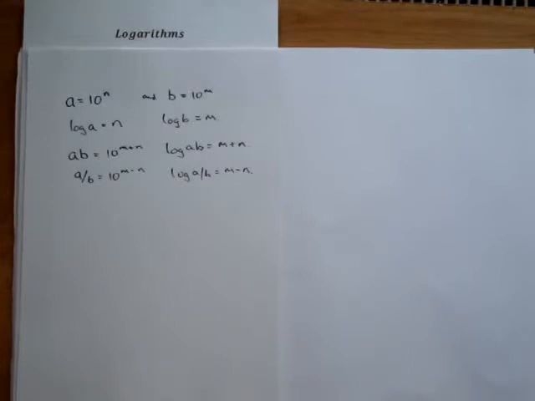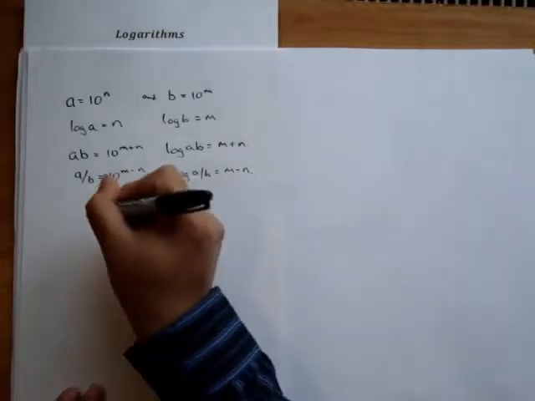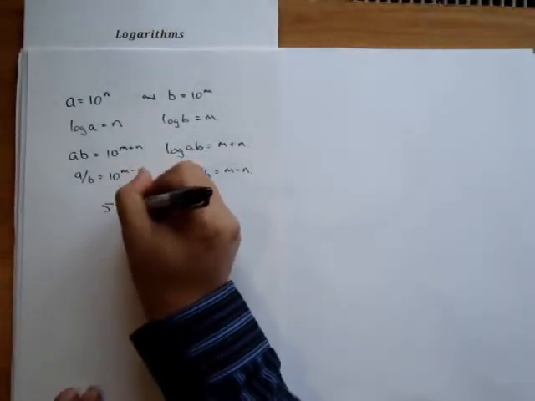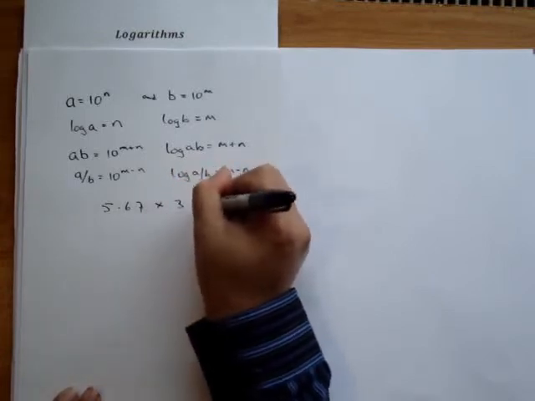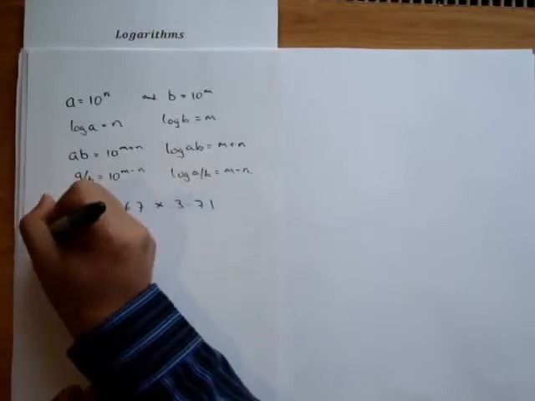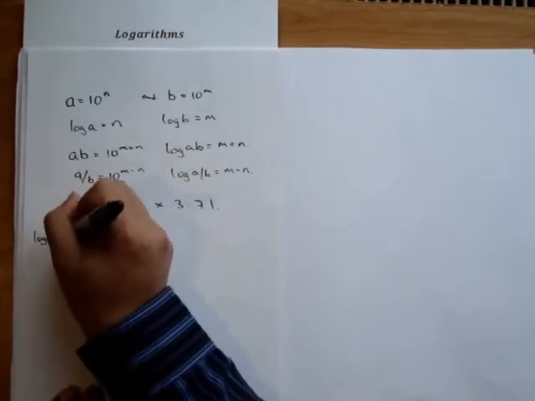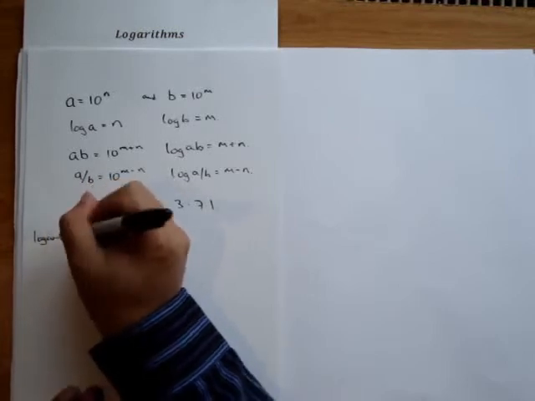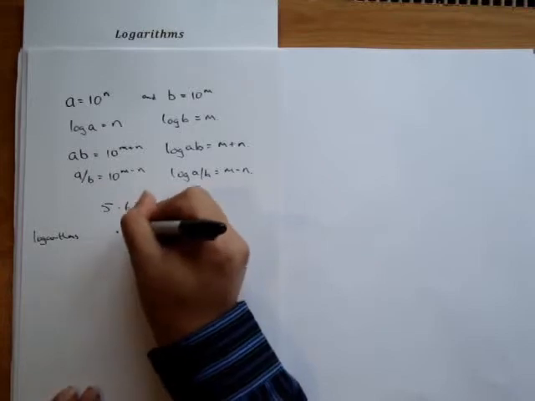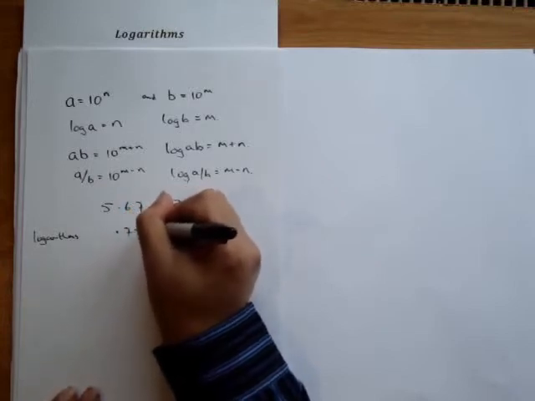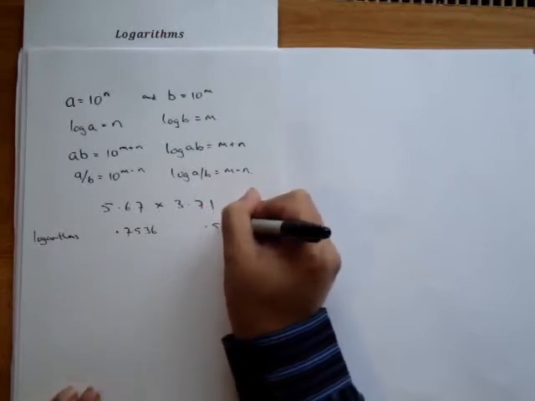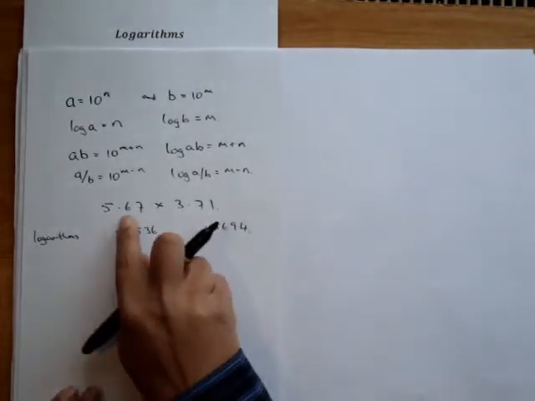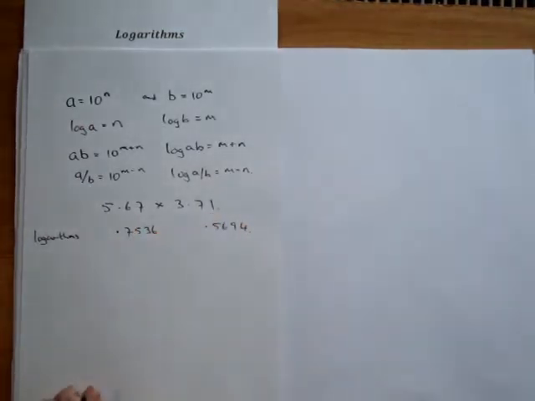So what does this mean? So let's have a look at some multiplication if we want to do. So we have 5.67 multiplied by 3.71. So we take the logarithms of these numbers, and here we get 0.7536, and here we get 0.5694. Those are the logs of 5.67 and 3.71.